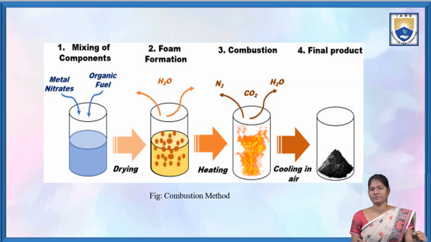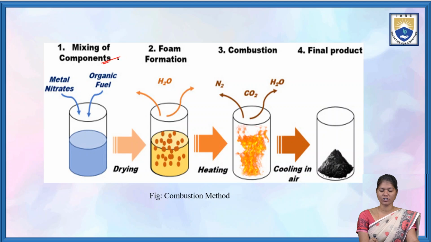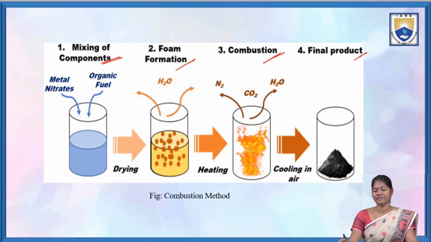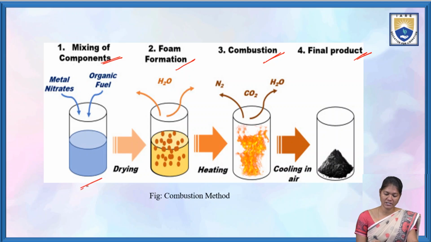So this is the diagram which gives the combustion method. Here first we mix the components, then foam will be formed, then combustion takes place, and finally we get the product. First we take the solution, mixing the components, that is, we take aqueous solution, then add some metal nitrates and then add some organic fuel. So we have a mixing of components, then we dry it.